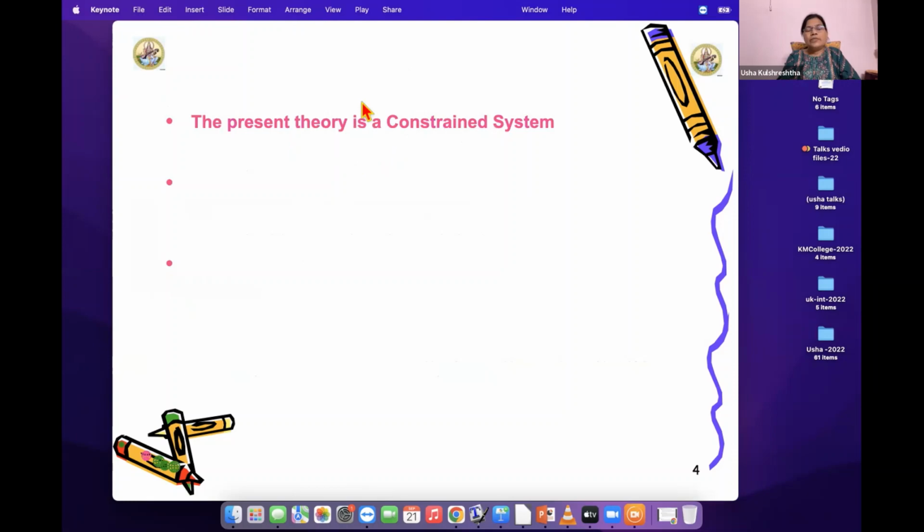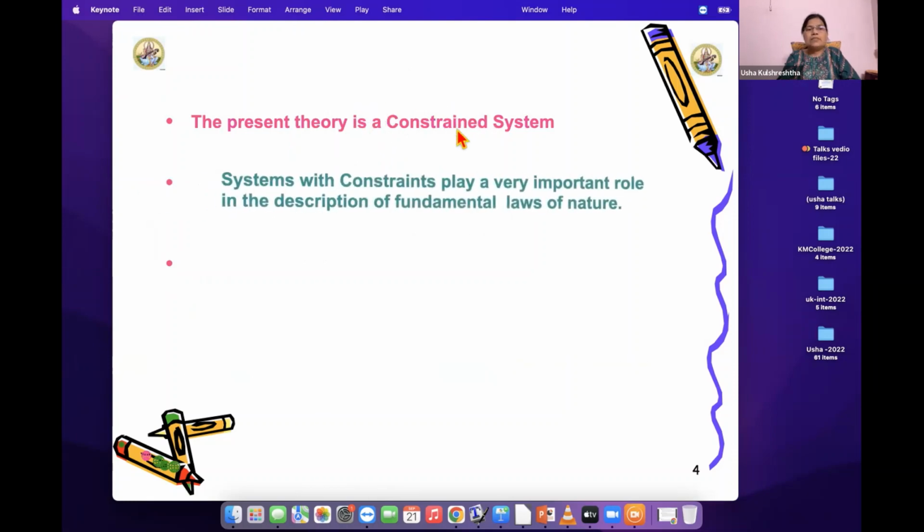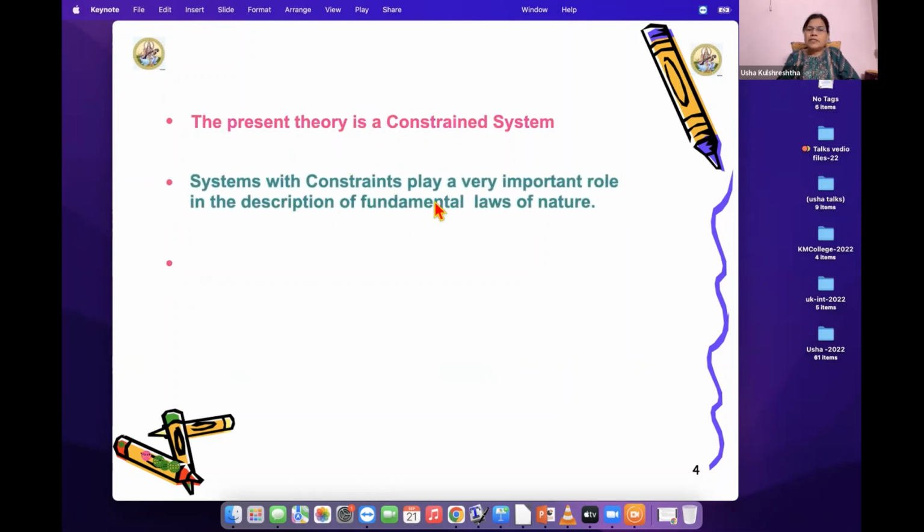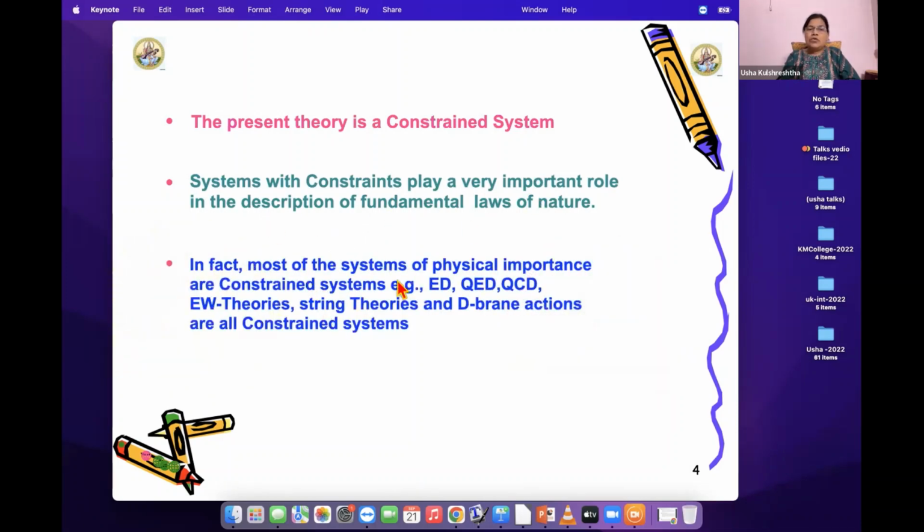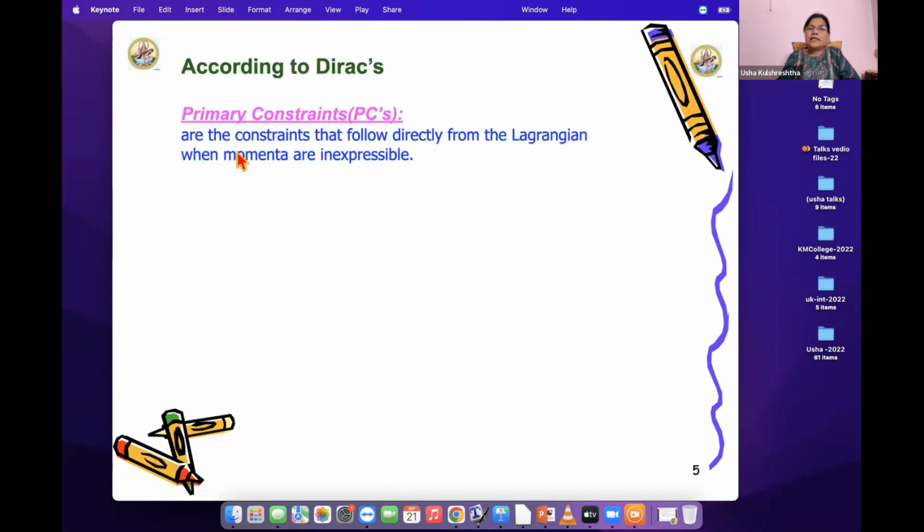Now, the theory which I'm going to present is a constraint system, and these systems with constraints play a very important role in the description of fundamental laws of nature. In fact, most of the systems which have physical importance are constraint systems. So for example, electrodynamics, quantum chromodynamics, electroweak theories, string theories, and also Dirac actions, they are all constraint systems. And there is a classification of constraints by Dirac.